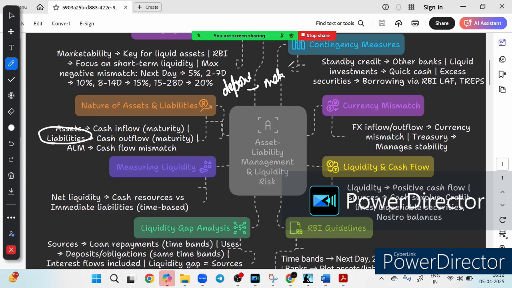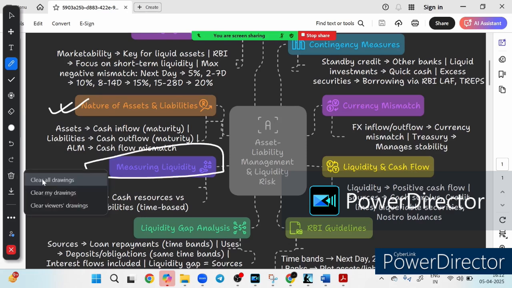And ALM ensures that a bank never runs out of cash due to mismatch between these inflows and outflows. From assets, cash is inflowing; from liabilities, cash is outgoing. ALM ensures that there is no mismatch. So that explains the nature of assets and liabilities. Second thing we have is measuring liquidity. How do we measure the liquidity? Let's see.